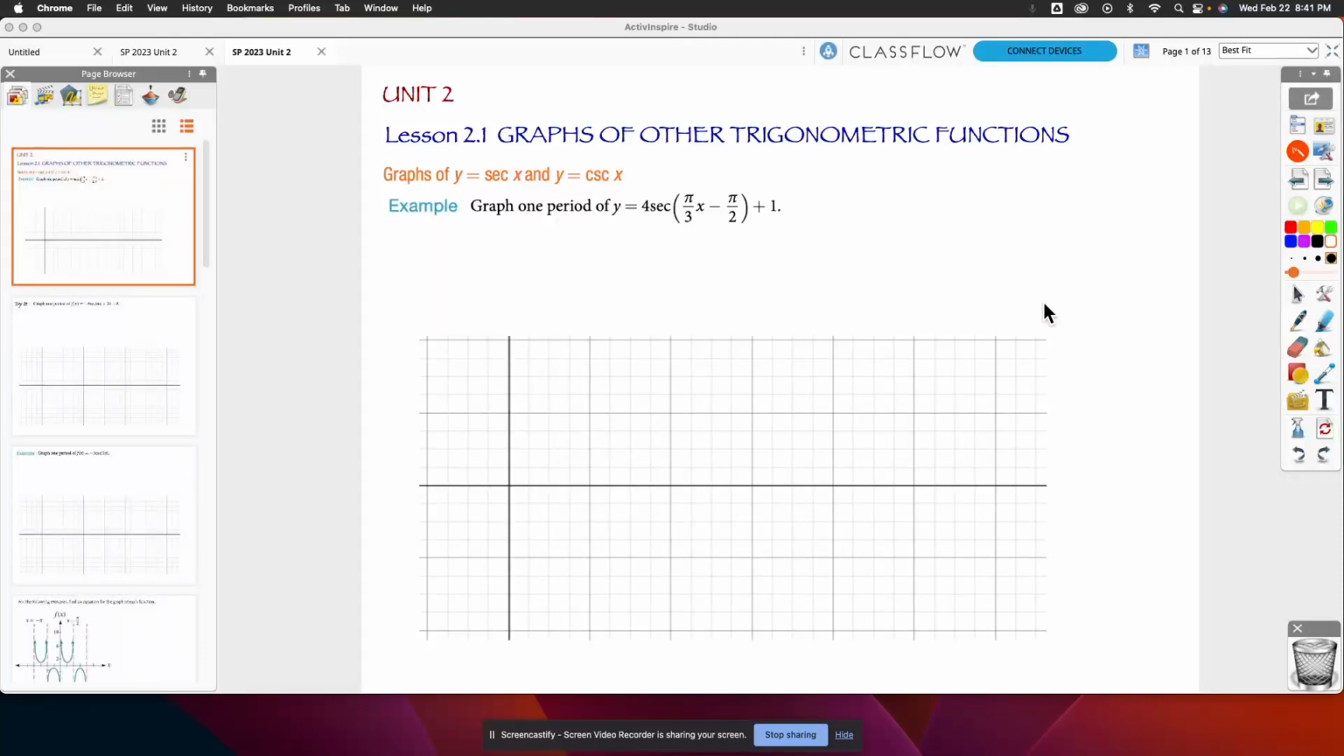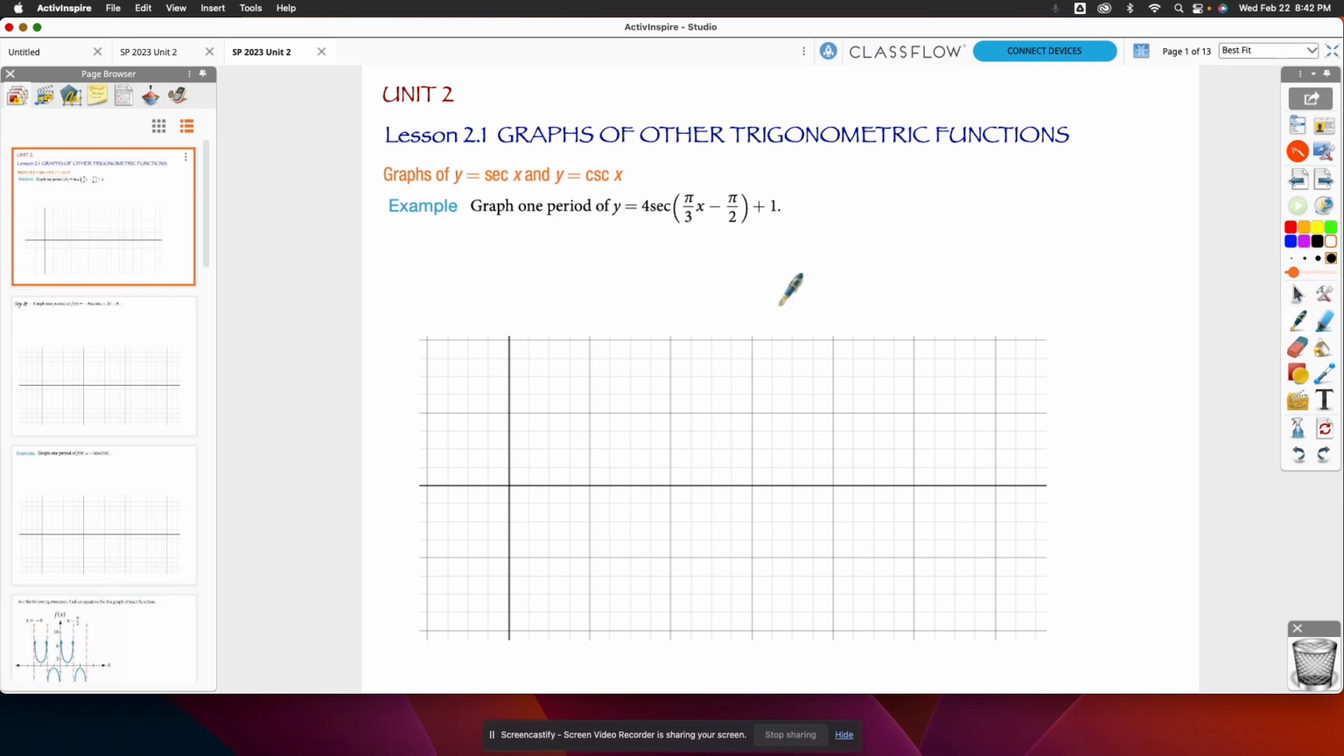We will start Unit 2 with graphs of other trigonometric functions. For lesson 2.1, we will be graphing secant and cosecant and tangent and cotangent. But since we have just finished graphing sine and cosine, we want to start with secant and cosecant as they are reciprocals of sine and cosine.